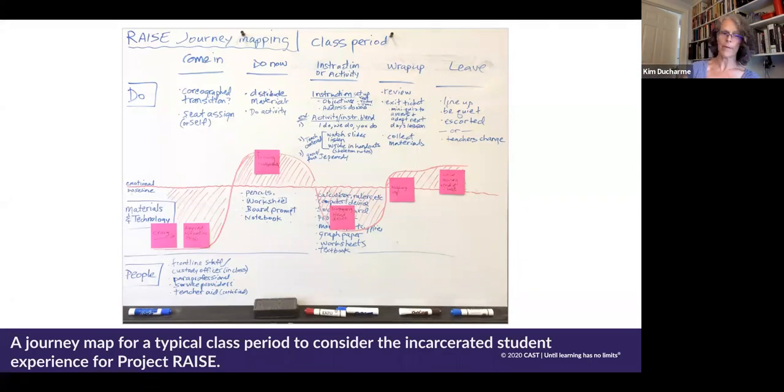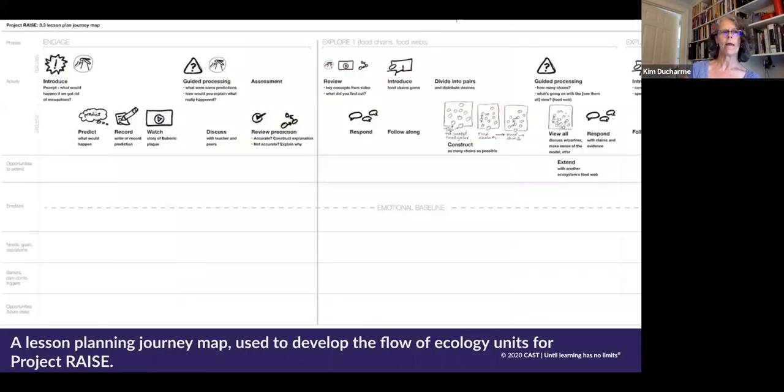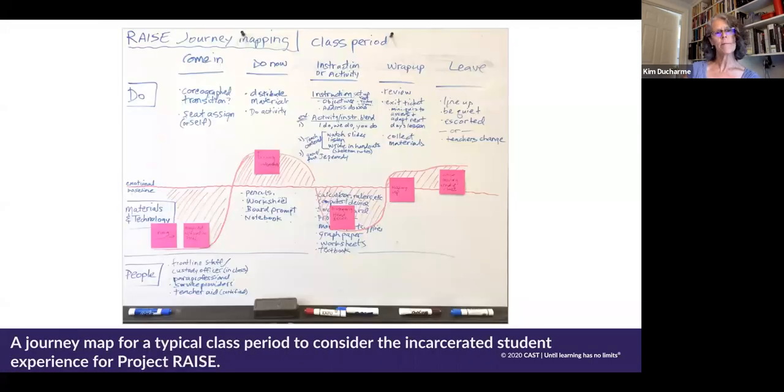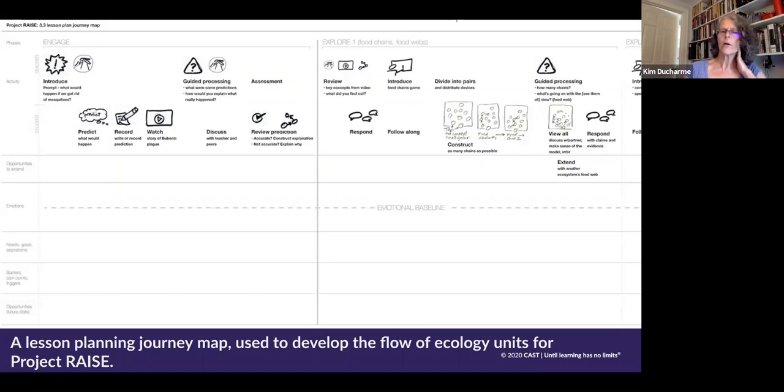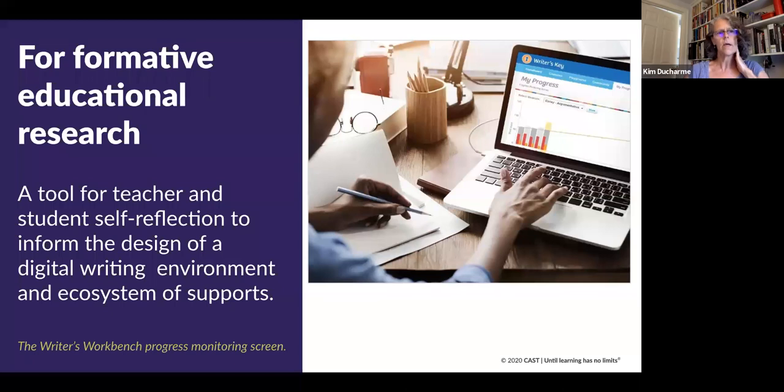This is scrappy, the whiteboard. One of our very first journey maps, I think. And here is that same ecology lesson on a 20,000 foot view, thinking about the curriculum. How does a lesson work? How does it work with other lessons? We use it for formative education research.